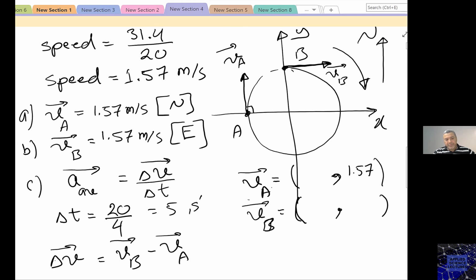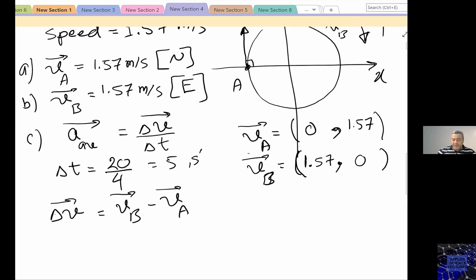When you project a perpendicular length on that axis, what is the projection? Isn't it zero? Zero. Now let's look at VB. What is the X for VB? What's the projection on the X-axis for VB? Would it be 1.57? What is the projection of VB on the Y? Zero? Zero. That's correct. So now I found VA and VB.